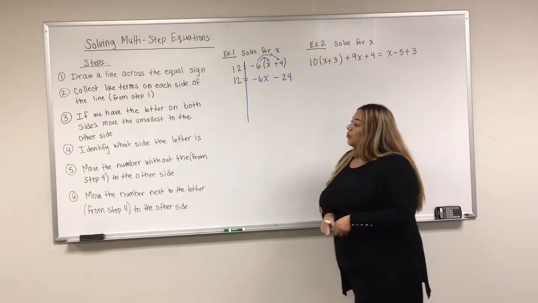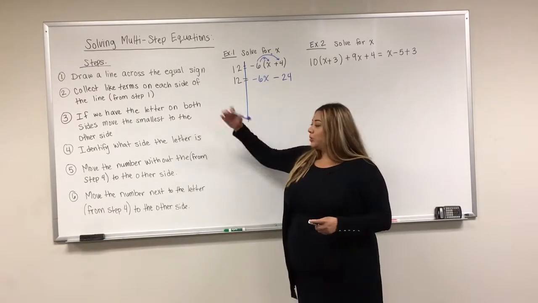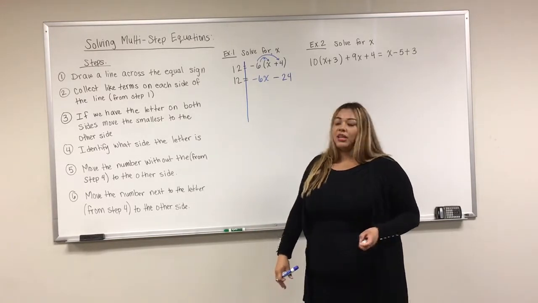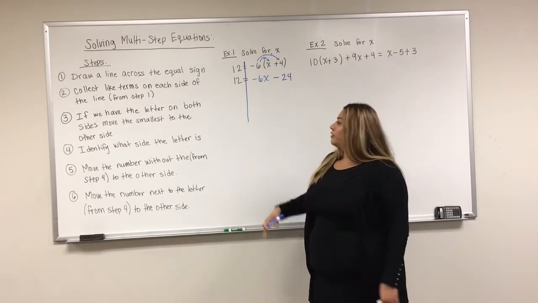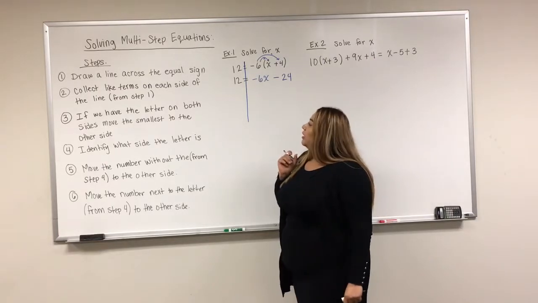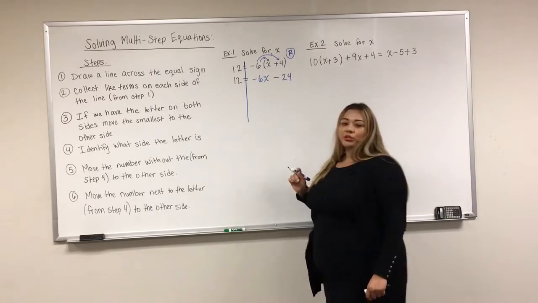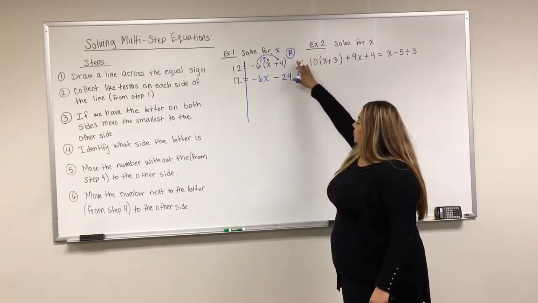This part, we don't have letters on both sides, so we can skip to the other step, which says identify what side the letter is. So is the letter on the right or the left side of this line that we created? In this case, it's on the right side. So just do a little note to remember that it's on the right side.